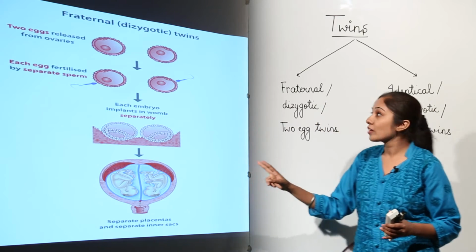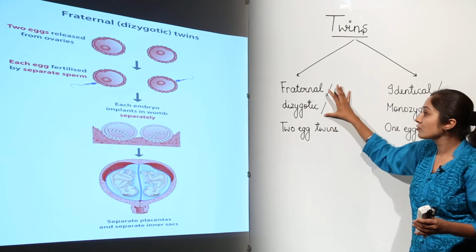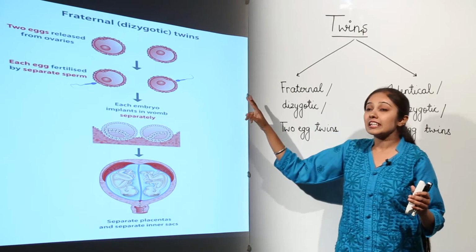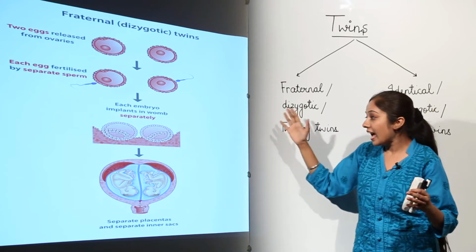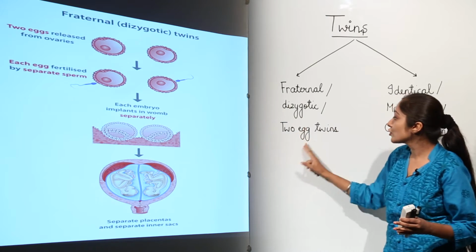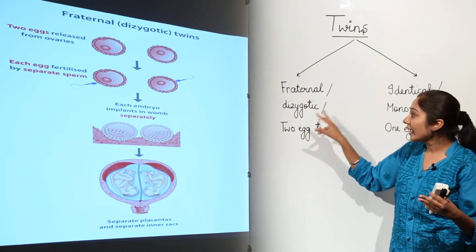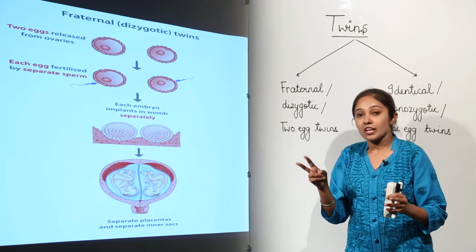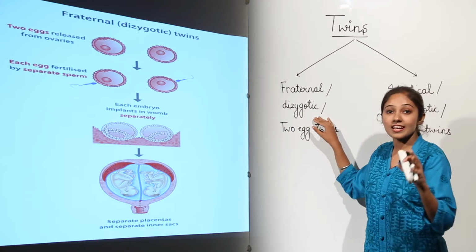In this case, we are going to have dizygotic, fraternal twins from two eggs. These twins will be from two separate eggs. So two eggs are released in the ovaries, fertilized by separate sperms, and each embryo implants in the womb separately, with separate placentas and separate inner sacs. Since there are two eggs, we also call these two egg twins, and they are dizygotic twins. Why dizygotic? Because two zygotes are formed, as there are two eggs and two sperms. With the fusion of these, two zygotes will be formed. So that is why these twins are known as dizygotic twins.